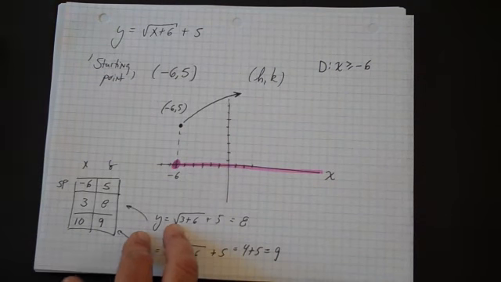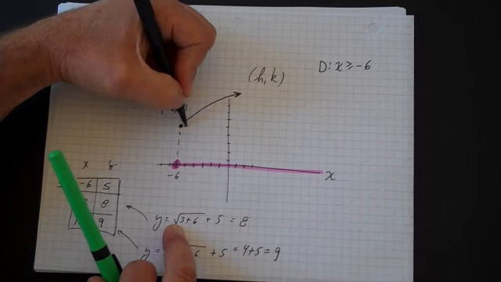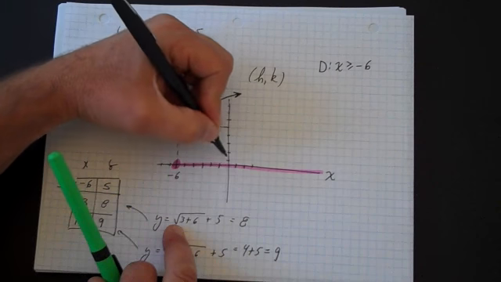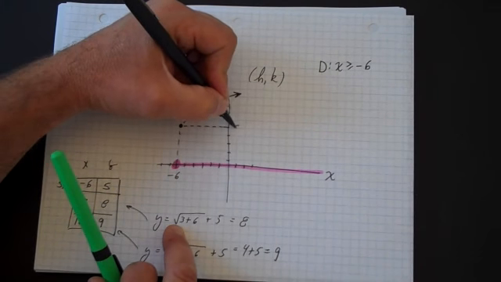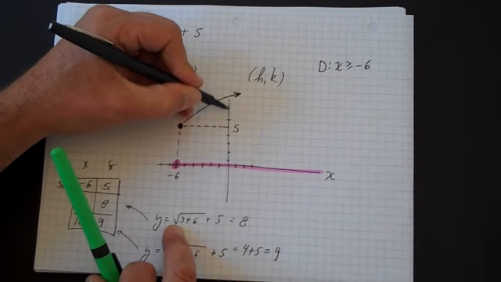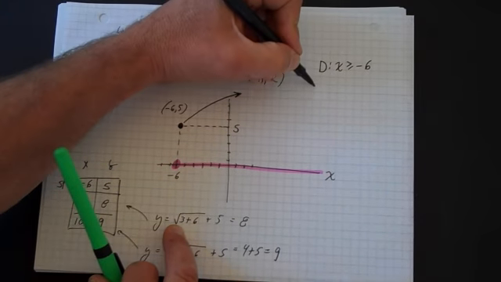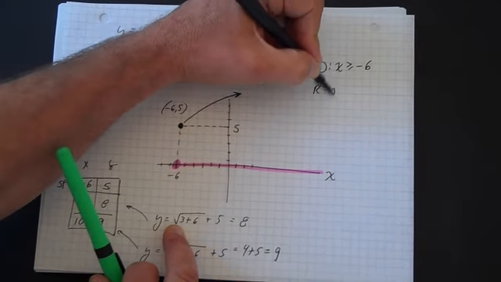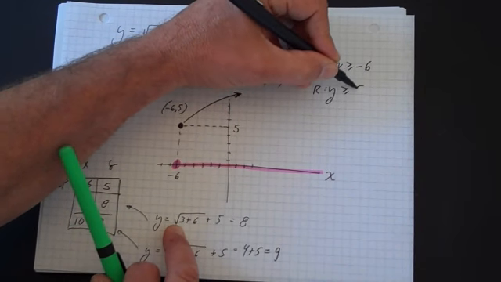Let's look at the range. Draw a dotted line over to the y-axis. That's 1, 2, 3, 4, 5. It's a closed dot, so y can be 5 and everything more positive. So the range here is going to be y greater than or equal to 5.